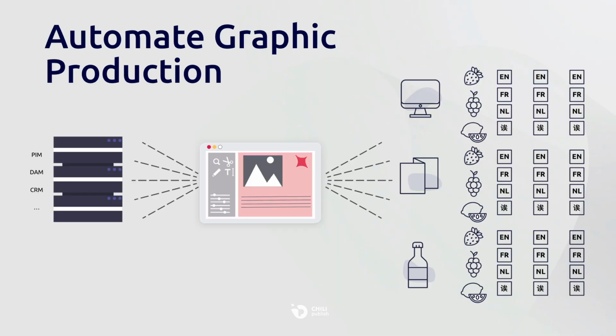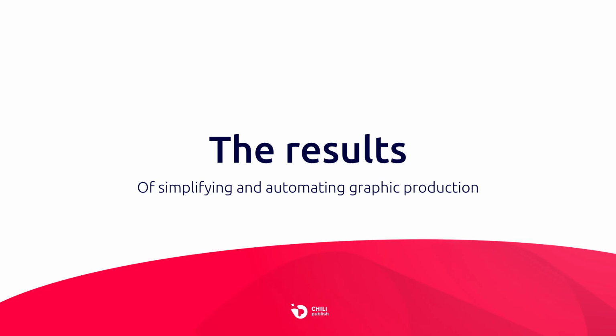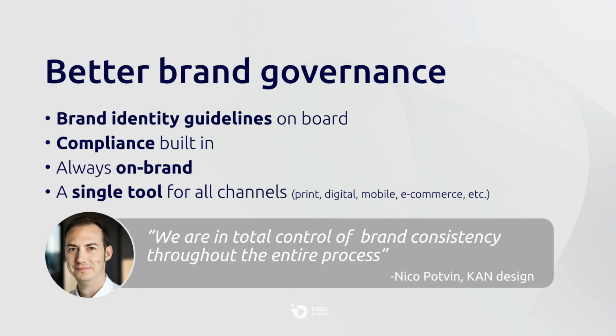Next to simplifying how graphics are built, you can also automate large parts of it. Connect your smart templates to single source of truth data and automatically generate all the different variants that you need. So what are the results? Number one, you get better brand governance. Because you have the brand identity guidelines on board and compliance built in, you're always on brand. And you can use a single tool to build all assets for any channel.